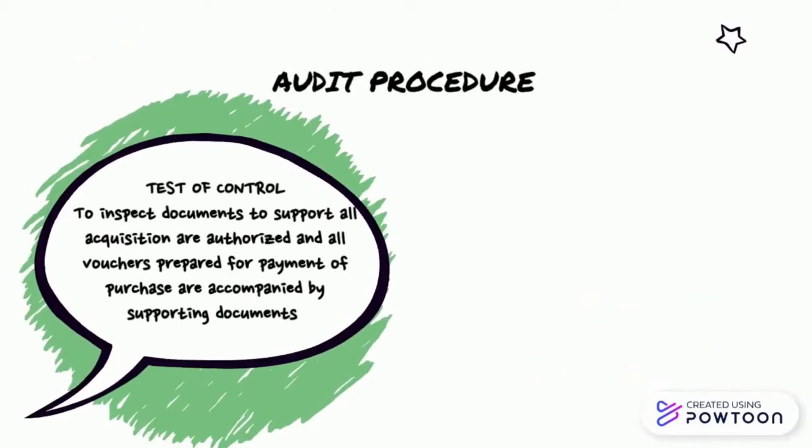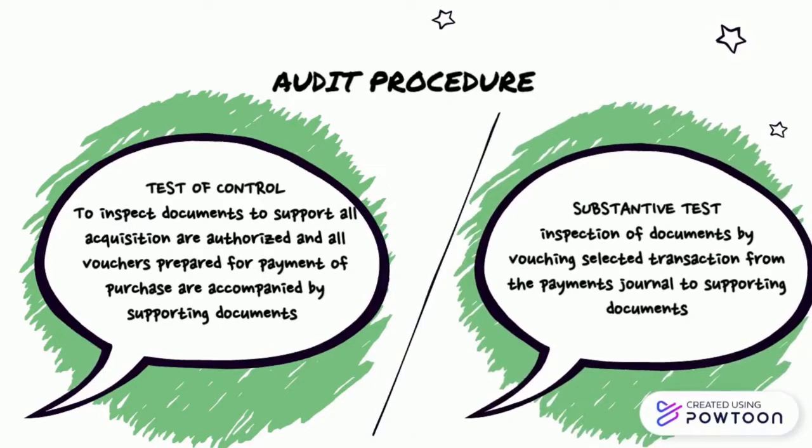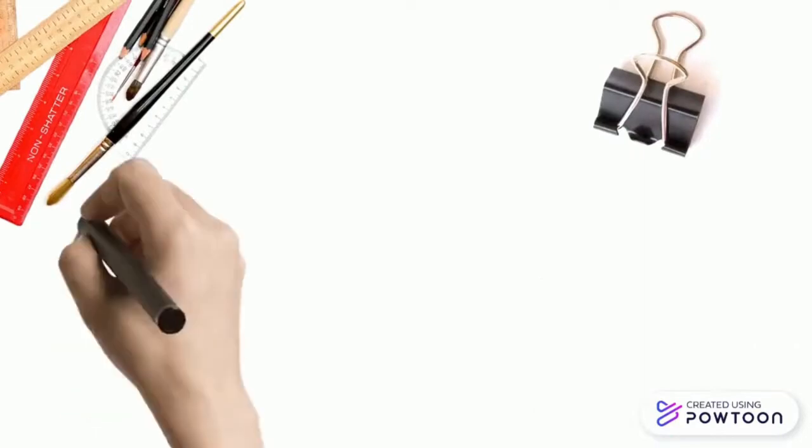In the audit procedure, test of control is to inspect documents to support all acquisitions are authorized and all vouchers prepared for payment of purchase are accompanied by supporting documents. For substantive test, it is inspection of documents by vouching selected transactions from the payments journal to supporting documents.